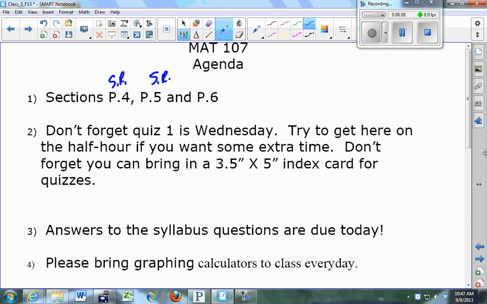So self-review. P4 and P5 self-review. This is polynomials like what we just did. X plus 3 quantity squared. That's the type of problem from P4.